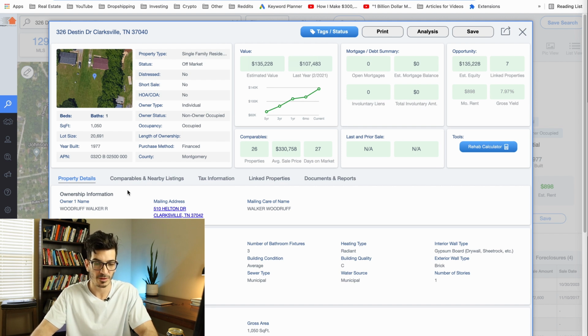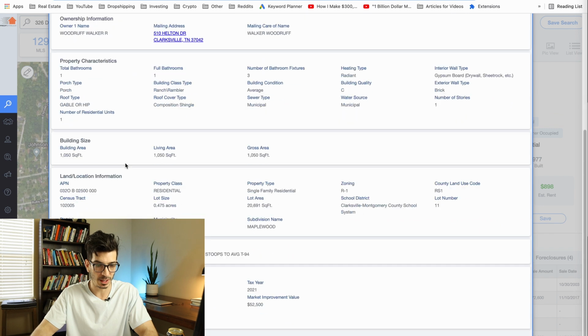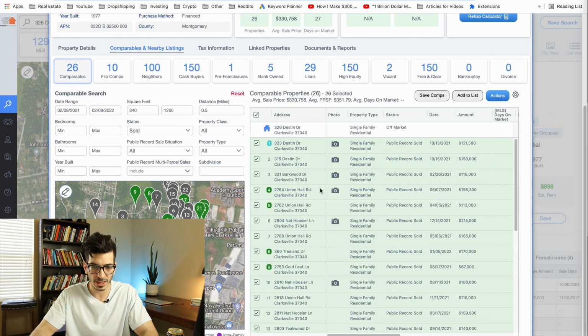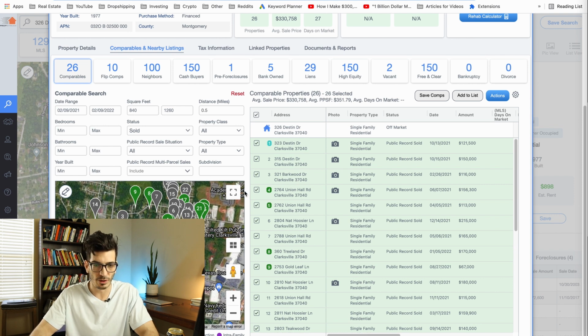Walker Woodruff. I'm not really going to look at much of that information for now. So I'm going to go to comparables, and what I'm looking for are recent sales. This goes back a full year, which I'm fine with. The square footage, I believe, is 20% automatically, and they go for half a mile. So this is actually a lot of properties that we can look at.